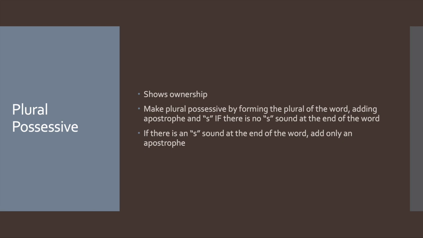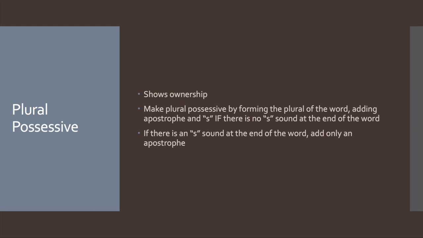So how do I form the plural possessive? The first thing I do is to make the plural form, and in this case, it's apricots, A-P-R-I-C-O-T-S. Form the plural of the word. If the word is man, you change it to men. But if it's apricot, you change it to apricots.